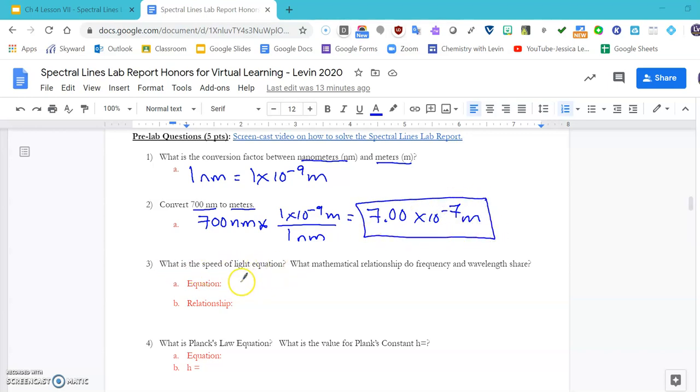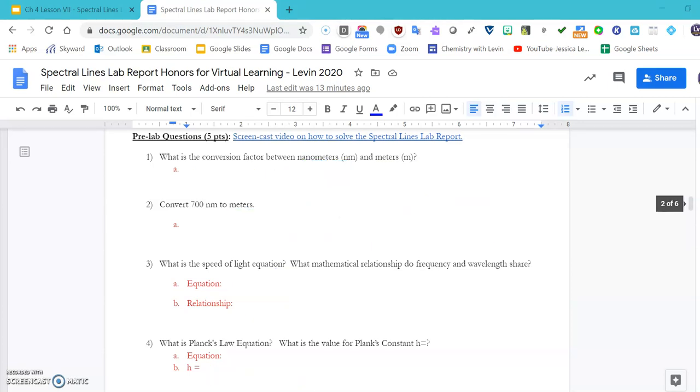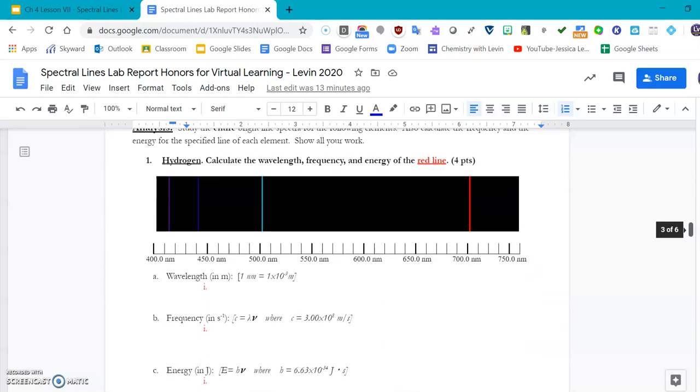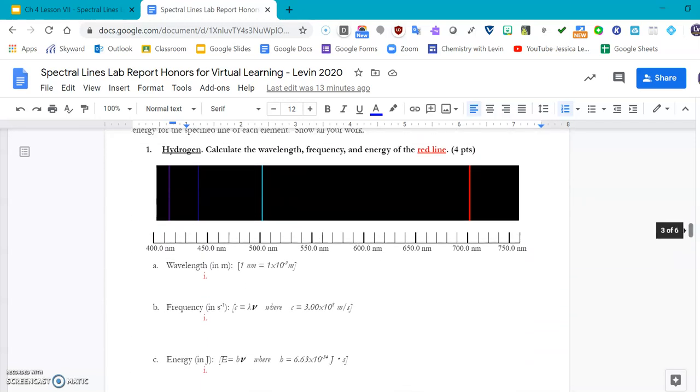Okay, when we ask for the speed of light equation, I'm asking for this equation, and their relationship between frequency and wavelength is going to be inverse, because when one goes up, the other goes down. And the Planck's law equation is E equals h nu, and the value for the Planck's constant is 6.63 times 10 to the negative 34th joule seconds. So make sure that you answer those fully before we begin the lab. As we go through, you are calculating your different spectra. Okay, so what we're going to do here for hydrogen is show you how to do exactly those.